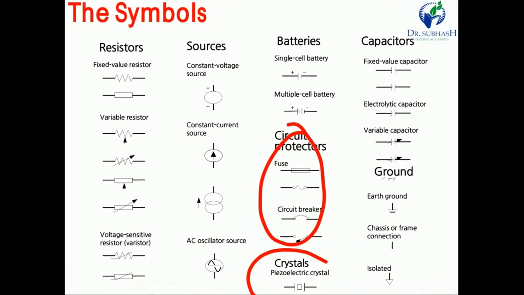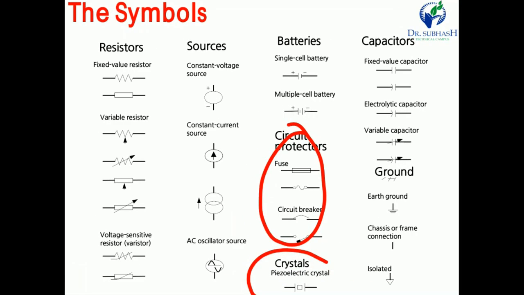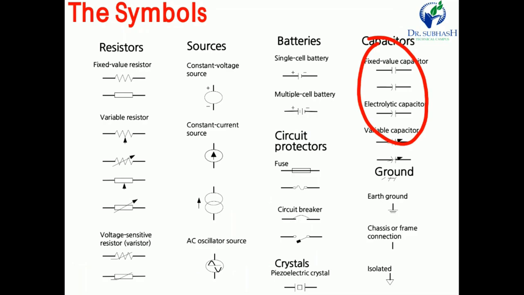Then crystal. Here crystal is used for the oscillator purpose. Whenever you want to design any oscillator, then the crystal is required. In microprocessor and microcontroller, the main heartbeat of the microcontroller and processor is one crystal, and the crystal symbol is like this. Then capacitor. Different capacitors are there.